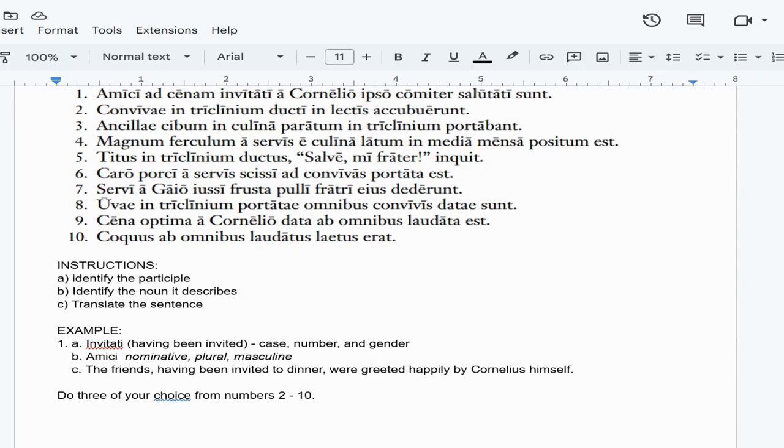Kids, I know that this is going to be a little tricky, okay? So try not to panic, okay? Just do your best. I want you to pick 3 of the remaining 9 options. Do these different identifications: identify the participle, identify the noun it describes, and translate the sentence. And then we're just going to go over it together when I come back to class.